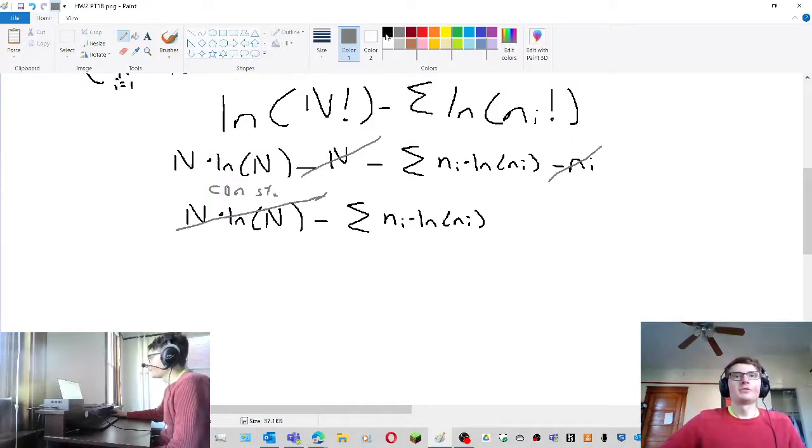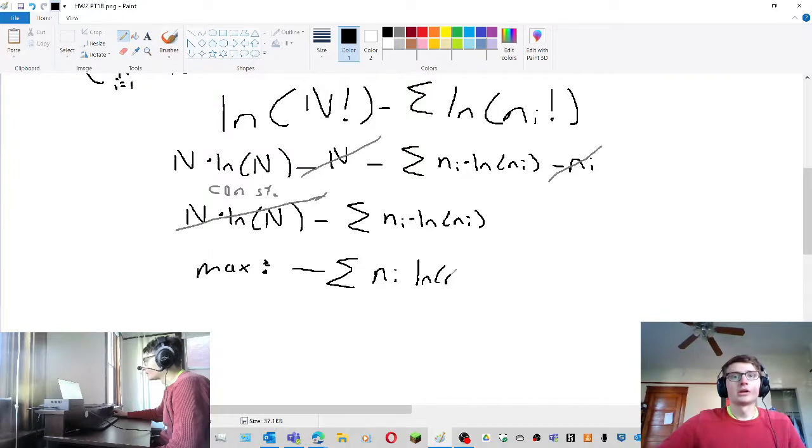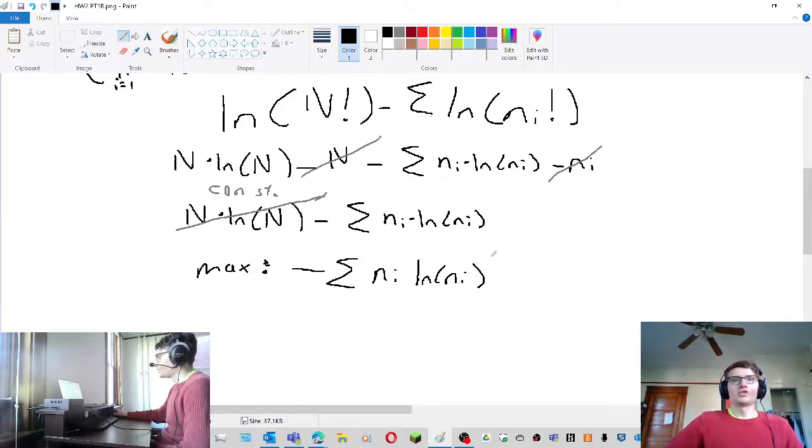And so I'm left with just, I want to maximize the following function. I want to maximize the negative summation of ni times the natural log of ni, or the number of students in each grade, with each grade from 1 to 10.